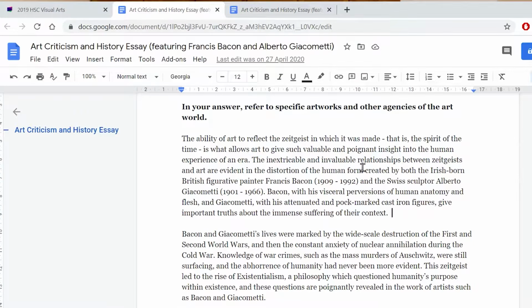The inextricable and invaluable relationships between zeitgeist and art are evident in the distortions of the human form created by both the Irish-born British figurative painter Francis Bacon, 1909 to 1992, and the Swiss sculptor Alberto Giacometti, 1901 to 1966. Bacon, with his visceral perversions of human anatomy and flesh, and Giacometti, with his attenuated and pockmarked cast iron figures, give important truths about the immense suffering of their context. So you'll see I had the Swiss sculptor, the Irish-born figurative painter, as well as their birth and death dates.